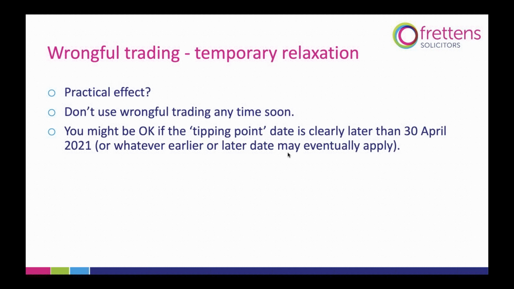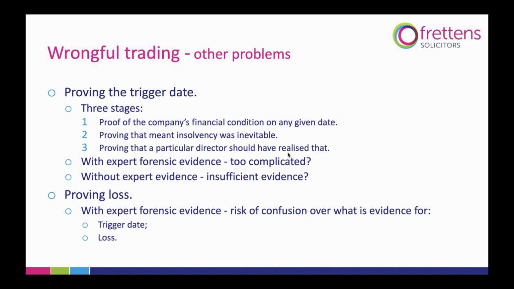completely knackered. Because it is just one further complication to add to the mix that is going to make it really difficult to bring a wrongful trading claim if you're looking at any period during which the wrongful trading regime was relaxed. Now, I think you might be all right if the tipping point is clearly later than April 2021 or whatever date may finally be substituted for that. But I think for now, wrongful trading is really going to be very, very difficult to use.